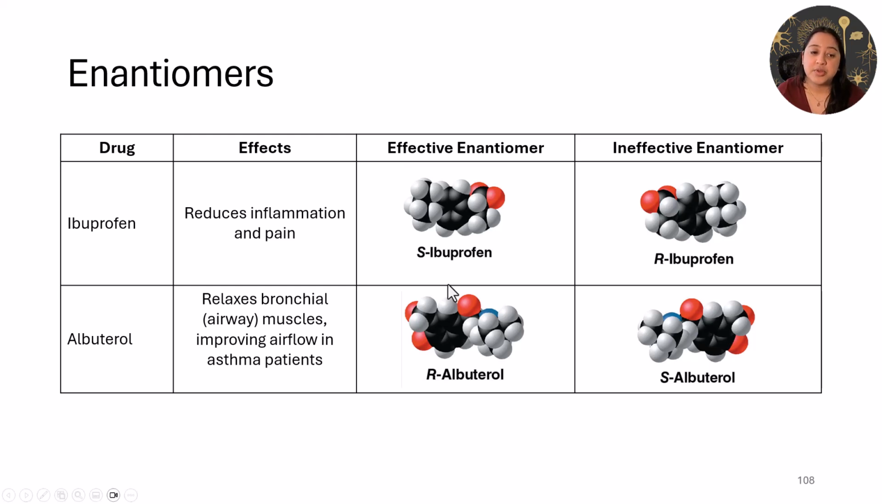And a second example is albuterol. If somebody has asthma, my sisters have asthma, and sometimes they'll have to take albuterol. In this case, the effective enantiomer is the R albuterol, and the S albuterol is the inactive enantiomer. So chemistry is really important, even if you're going into a future field that's different and you think, well, I'm going to be a doctor, what do I care about chemistry? It's important. It all does relate.